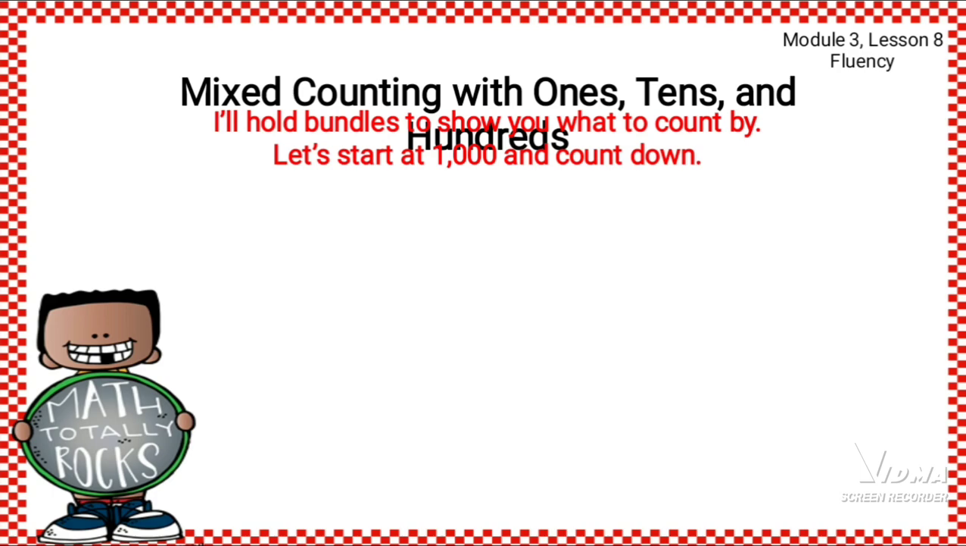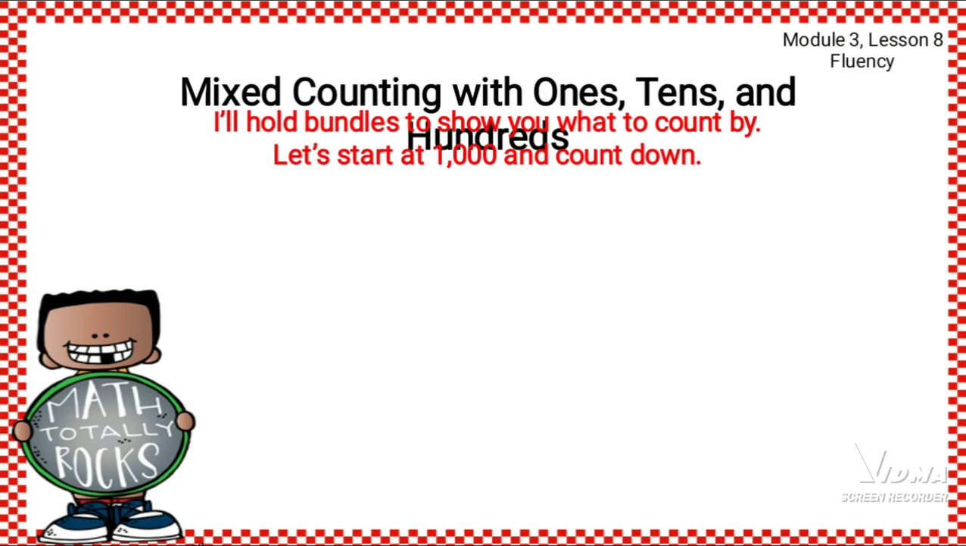First, let us do a mixed counting game. We'll do this with ones, tens, and hundreds. We'll use what we know about counting by ones, tens, and hundreds to do this mixed counting game. I will show you a bundle to count by. When you see a bundle of 100, it means you should count by hundreds. A bundle of 10 means to count by tens. And a single stick means count by ones.